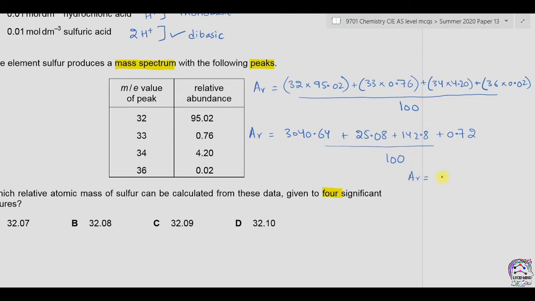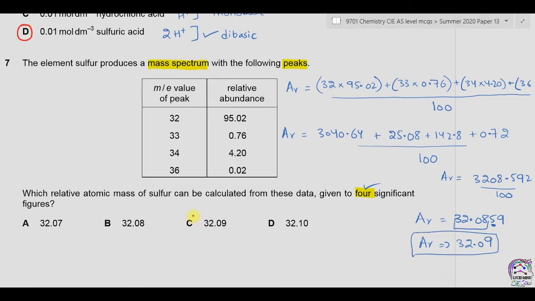AR is equal to 3208.592 divided by 100. So it is 32.0859. Now they have asked for the answer to 4 significant figures. So taking these 4 significant figures, as we have this value as 5, it will be converted into 32.09. So therefore the answer is C.